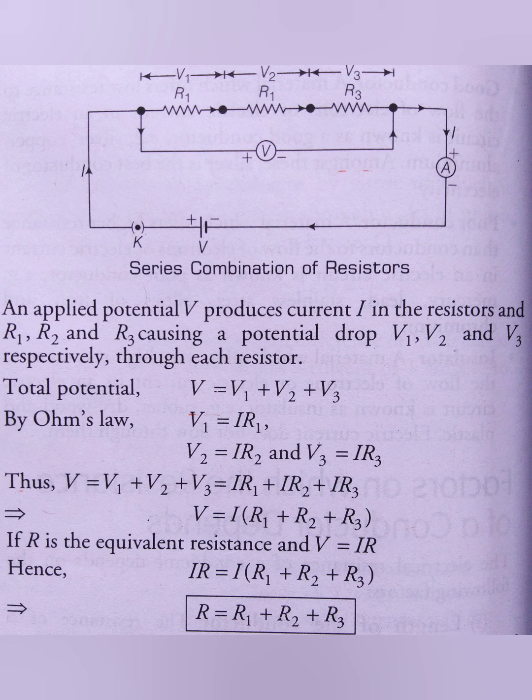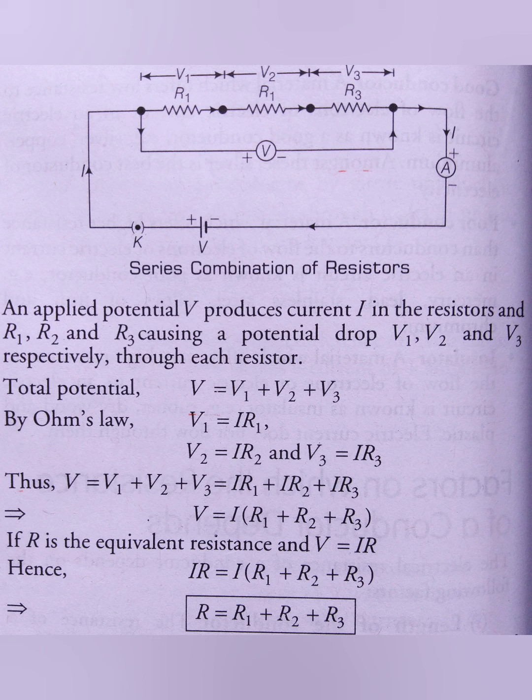Applying Ohm's law for resistor R1, we have V1 is equal to IR1. Applying Ohm's law for resistor R2, we have V2 is equal to IR2. And applying Ohm's law for resistor R3, we have V3 is equal to IR3. Now, let us consider the first equation, V is equal to V1 plus V2 plus V3. Replace V1, V2 and V3 by IR1, IR2, IR3 respectively.